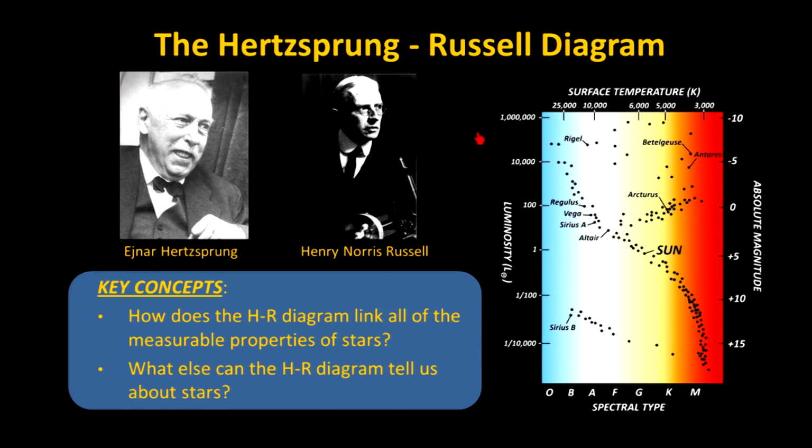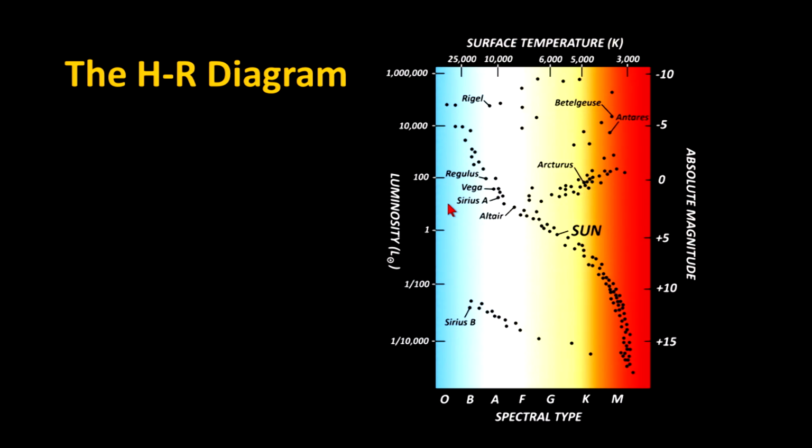But the key concepts that we're going to address are, how does this diagram link together all of these physical features of stars? What are the measurable properties of stars? And of course, what else can this diagram tell us that may not necessarily be so obvious on its surface? So let's look at a larger version of the HR diagram here.